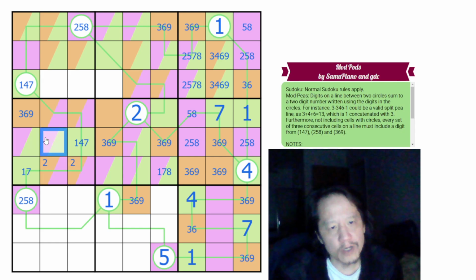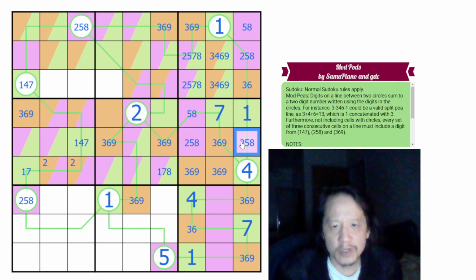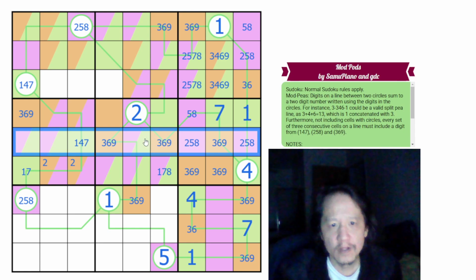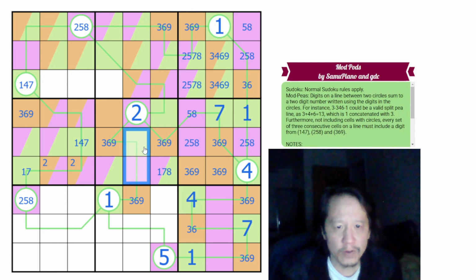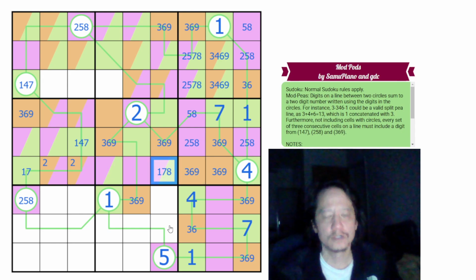We know one of these has to be pink. One of these is pink, one of these is green. One of these is pink, or 2 of these are pink. Therefore, we have 3 pinks in row 5. Therefore, this cannot be pink. This has to be green, which means this can't be green. This is pink. Okay, that's fine. One of these is pink, one of these is green. We're not sure which.